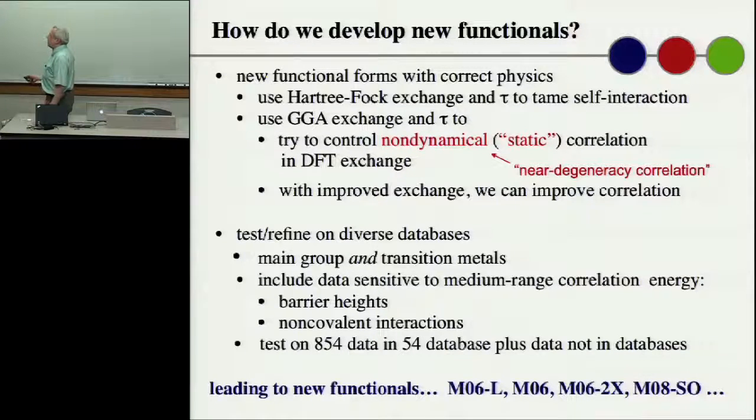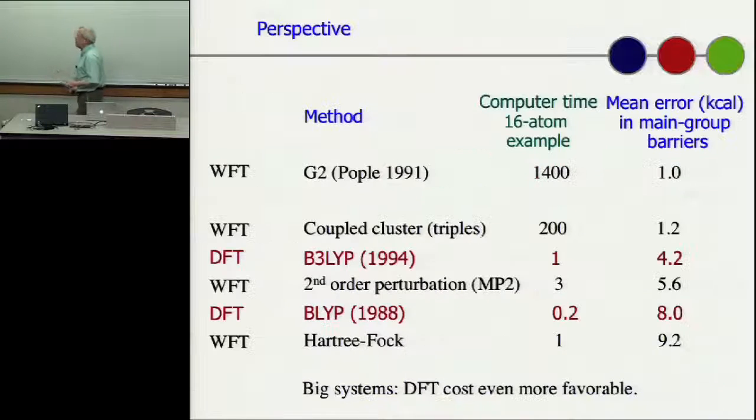And then we have refined our density functionals for a wide variety of chemistry, main group chemistry and transition metals, data sensitive to medium range correlation energy, like barrier heights for chemical reactions, non-covalent interactions. We have a large number of databases and a large number of data, and this leads us to new functionals, and our modern functionals we call Minnesota, like Minnesota 2006, Minnesota 2008.